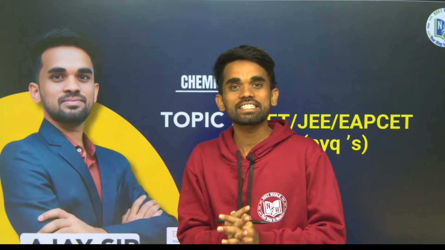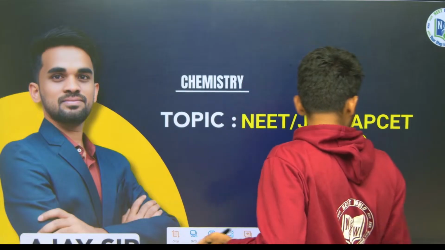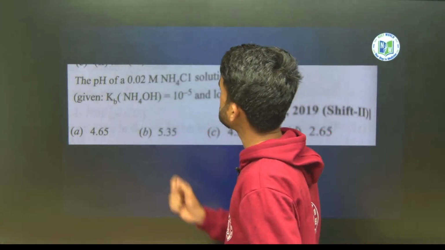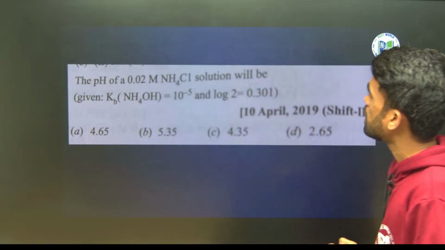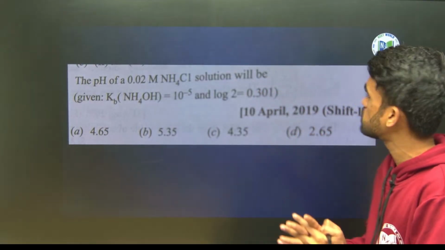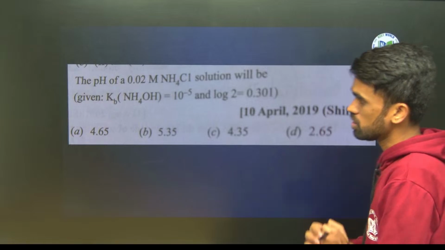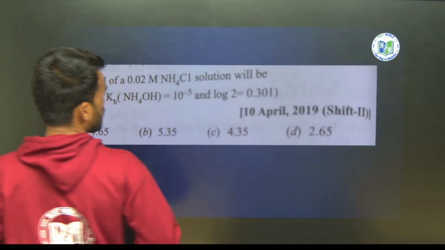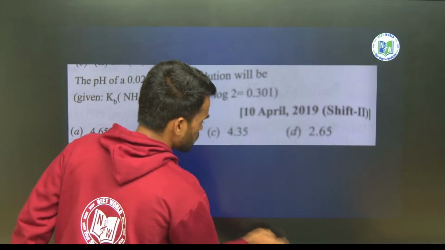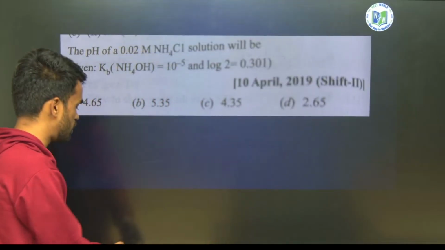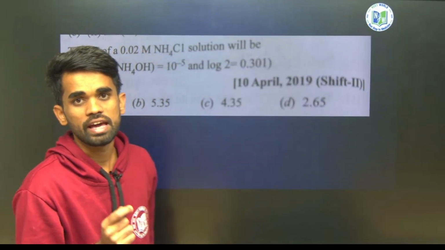So today we will be discussing JEE previous year questions, exclusively JEE questions. And here the first question we have is: the pH of a 0.02 molar NH4Cl solution will be how much? So given data, Kb is given and log 2 value is given. See, salt hydrolysis, one of the very favorite topics of JEE examiners.